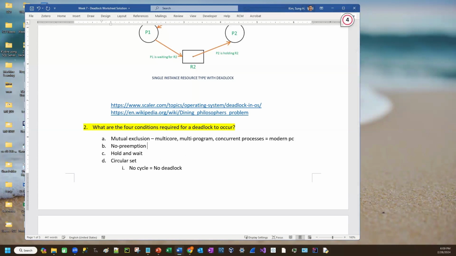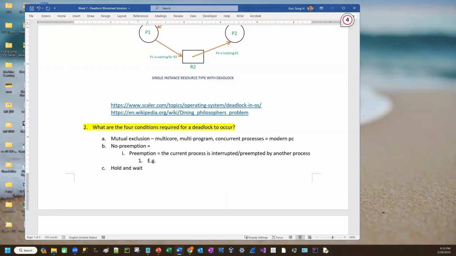And preemption means, so no preemption, I should say, this means that, for example, you interrupt, or the current process is interrupted or preempted by another process. And so an example of this would be, let me see if I can draw this.